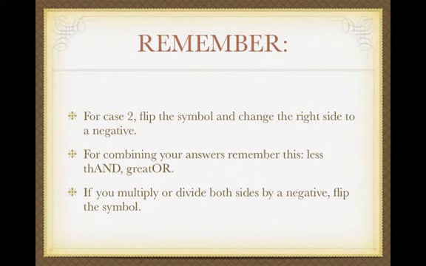Okay, so here are the key things to remember. First of all, for case 2, you want to flip the symbol and change the right-hand side to a negative. For combining your answers, remember this little saying, less than greater. So that means that when you have a less than symbol, you're going to combine your answers using the word and, or just combine them to form one inequality. For a greater than symbol, you're going to write or in between your two inequalities. And third, if you multiply or divide both sides by a negative, flip the symbol. It's incredibly important, do not forget that.